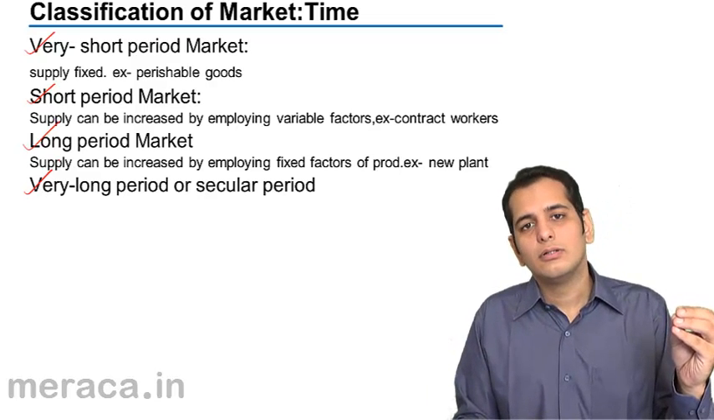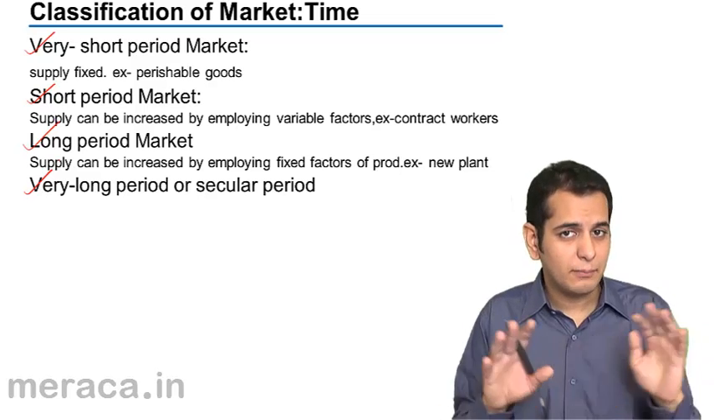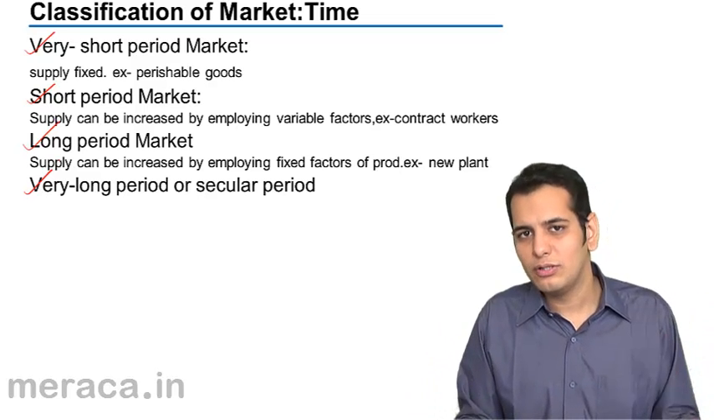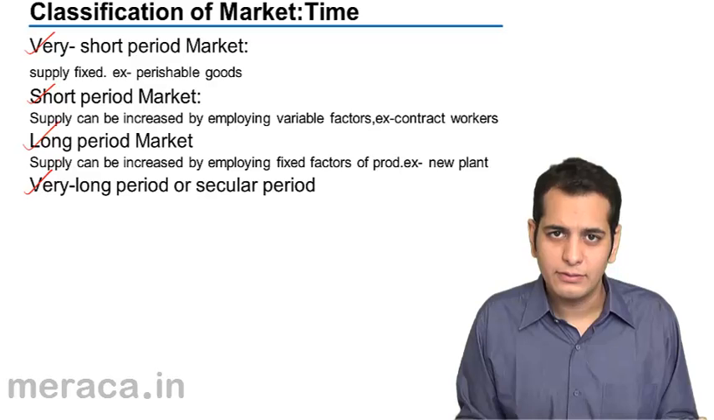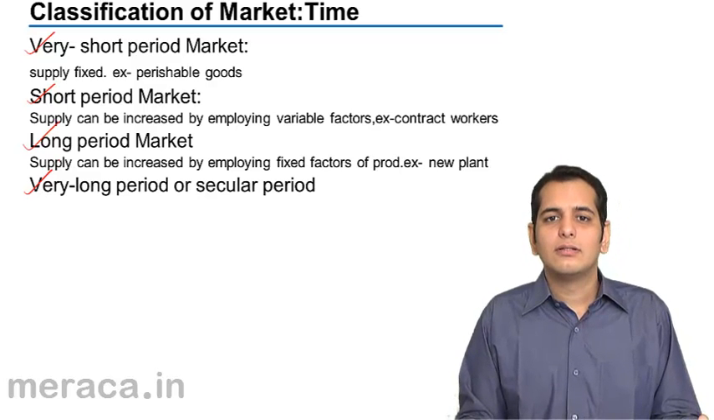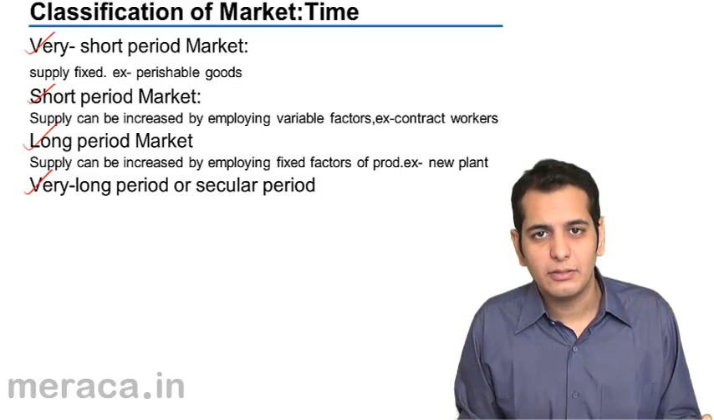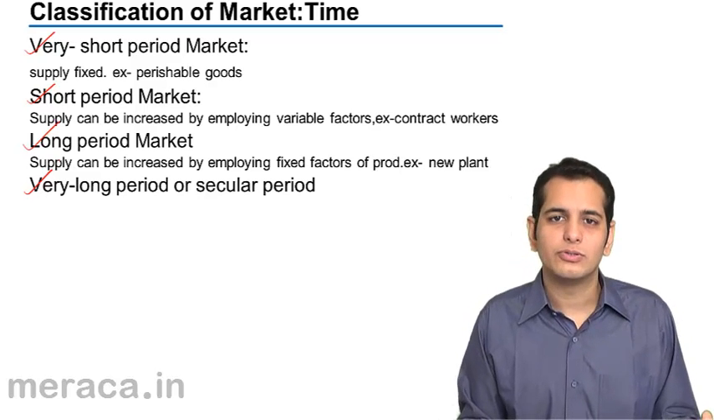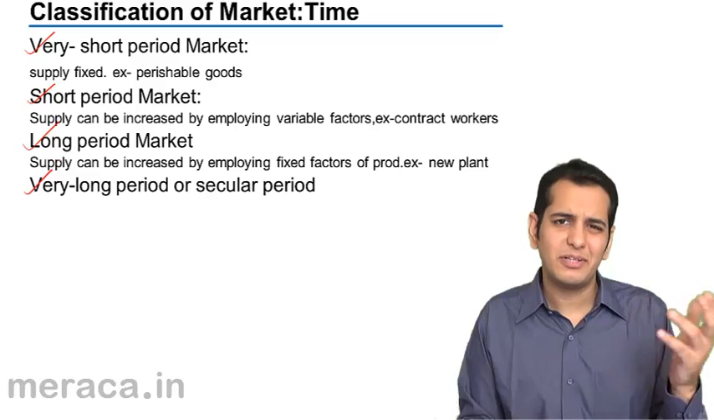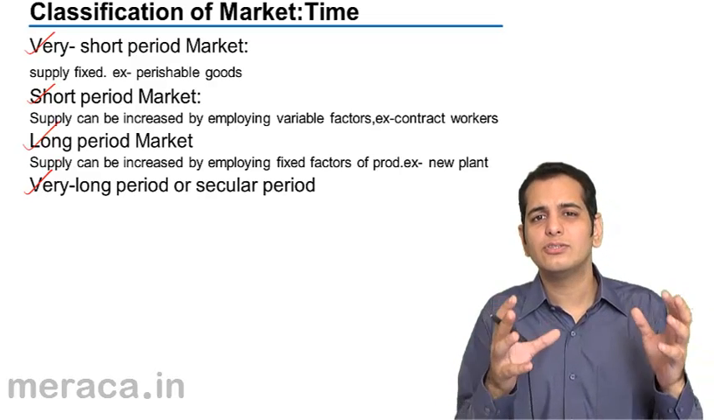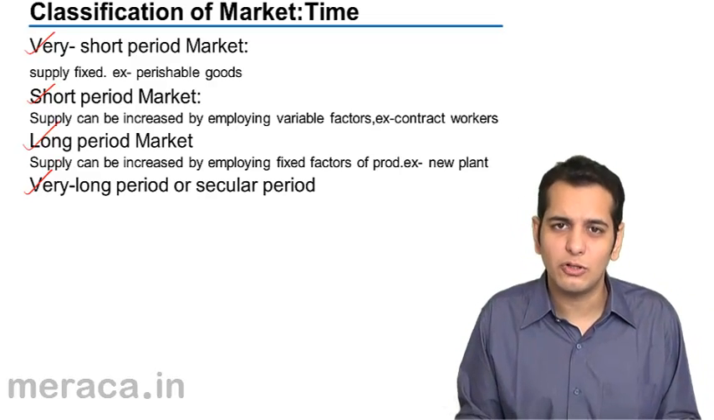So, a market wherein supply cannot be changed is called a very short period market. Generally, a very short period market is for perishable goods. Perishable goods have a very short period. We cannot change the supply of perishable goods in a short period.